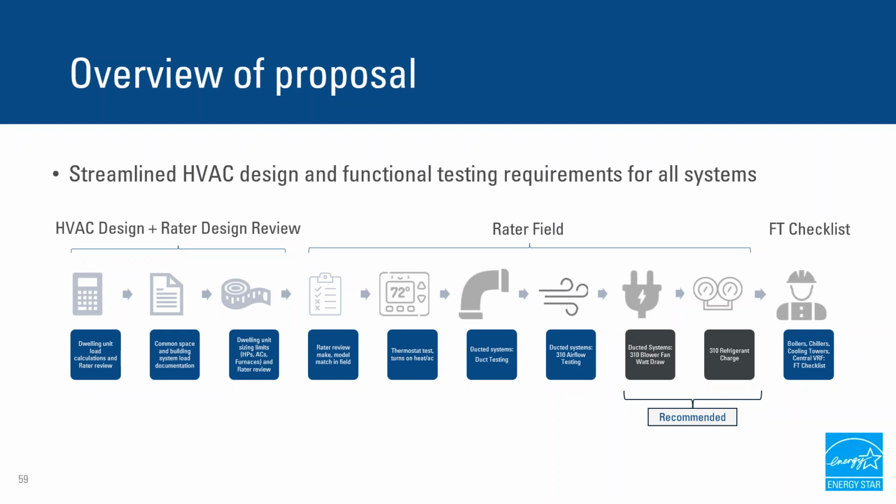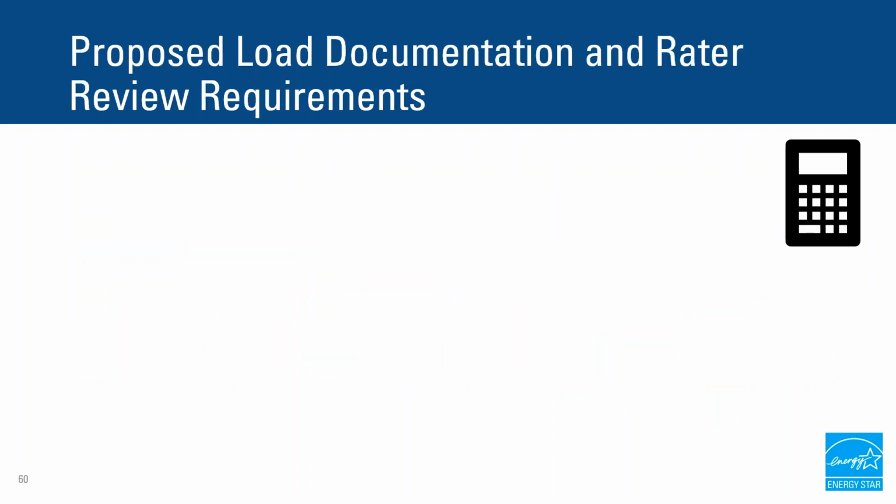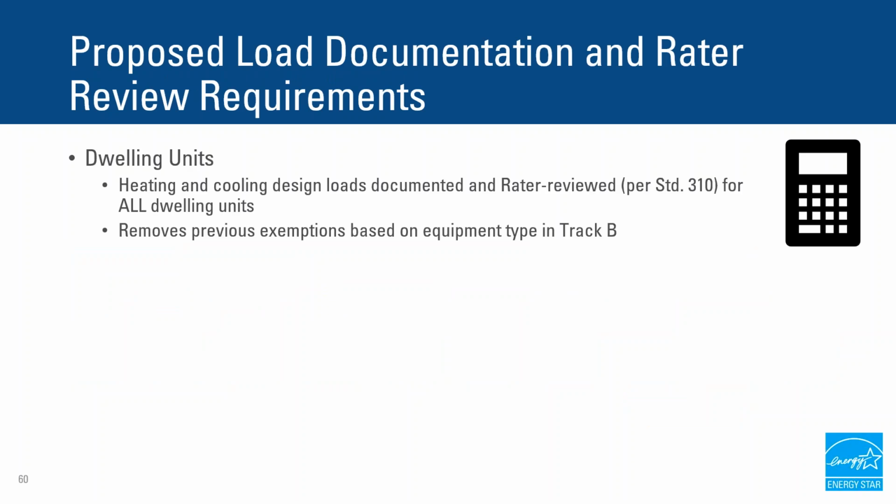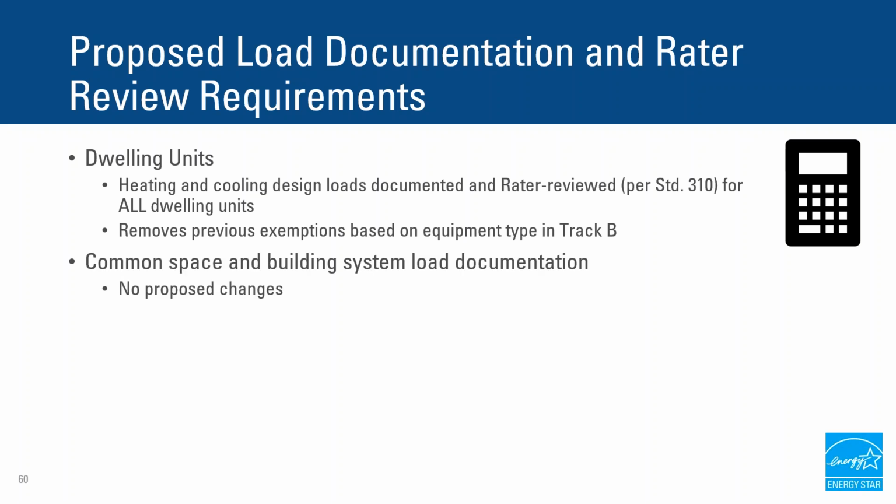Now I want to just walk through each of these so that you can understand better what we are saying for each step along the way. So first is the load documentation and rater review requirements. Again, for dwelling units, we're now saying that all dwelling unit loads need to be documented and reviewed per standard 310. So this is removing the previous exemptions based on equipment type that existed from track B.